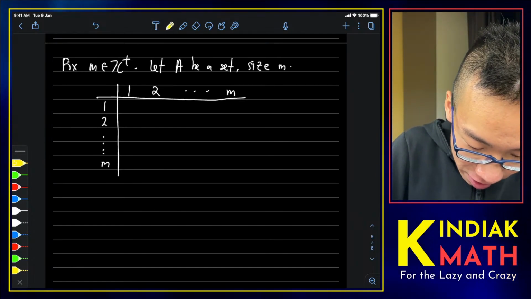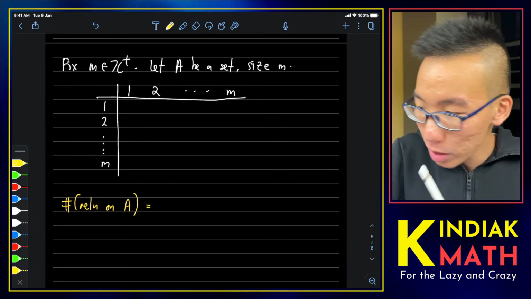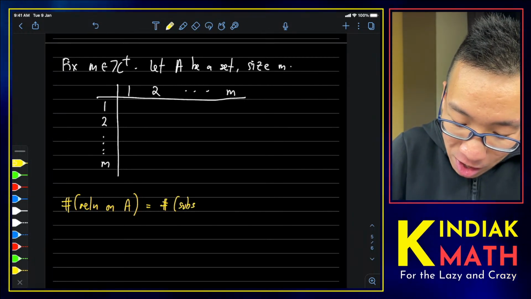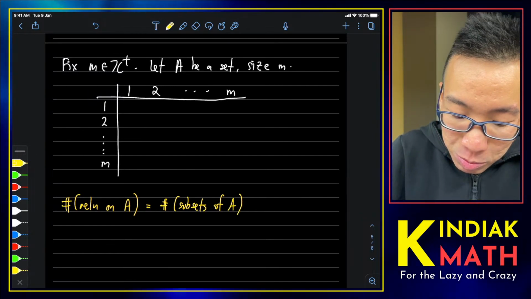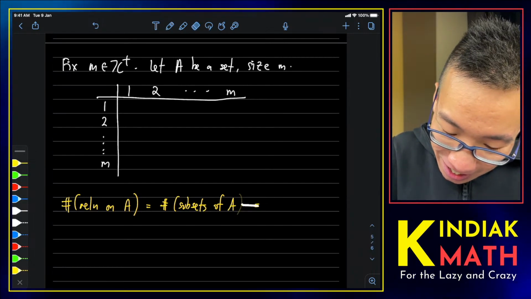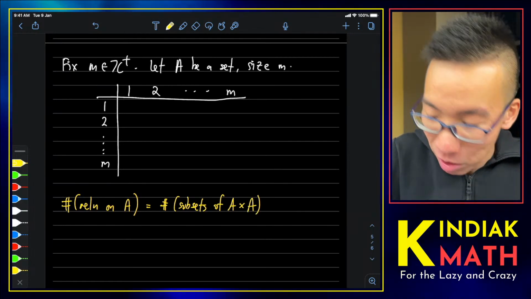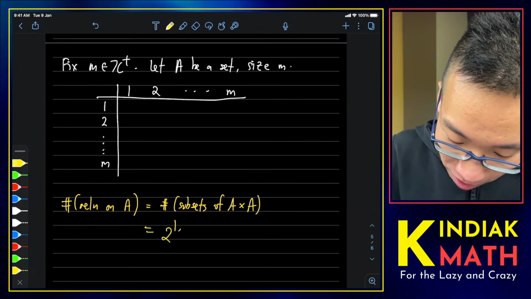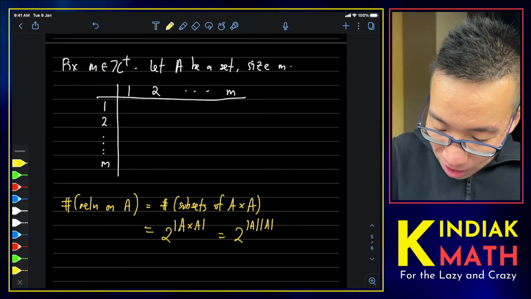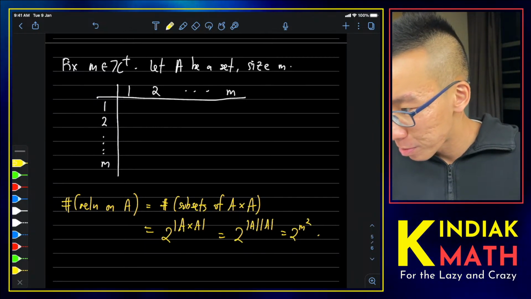A relation on A is basically a subset of A cross A. Pardon me for that. So the number of relations on A is the number of subsets of A cross A. Well, we have a number for that. That's just basically 2 to the power of A cross A. That's the first part of the question.